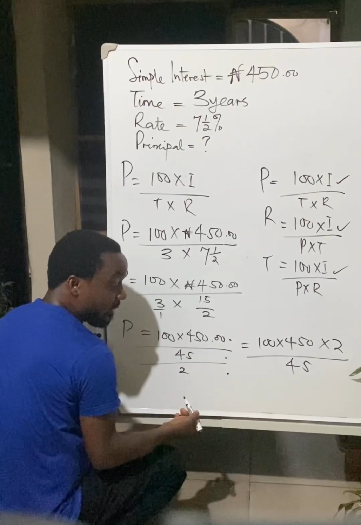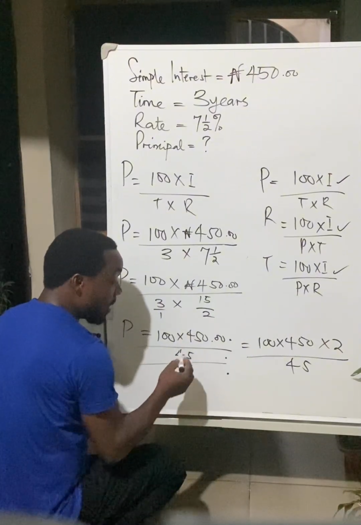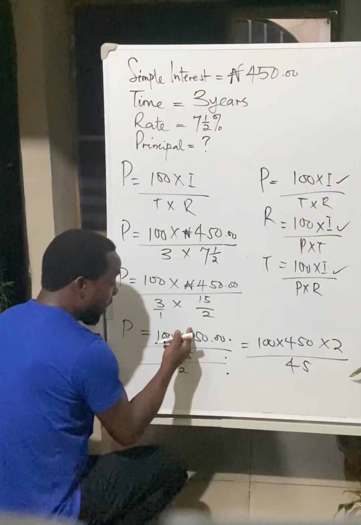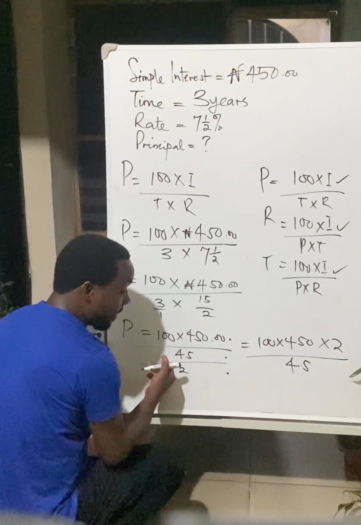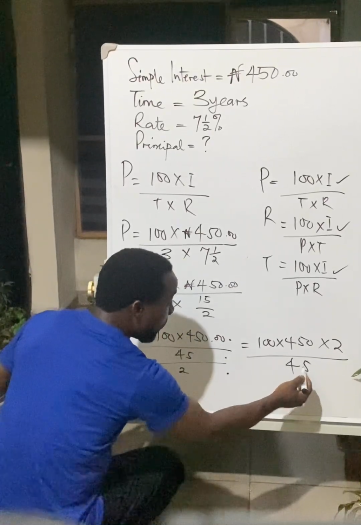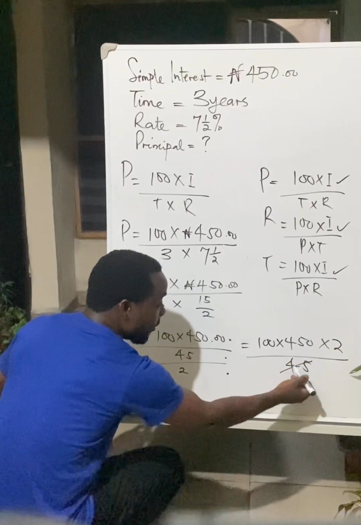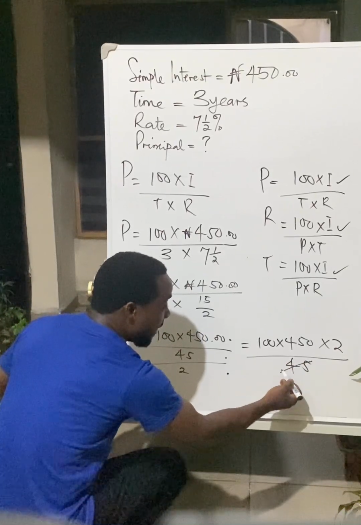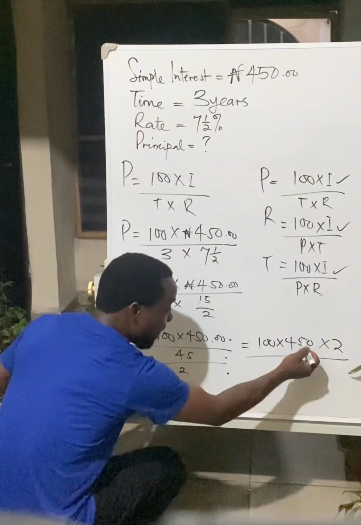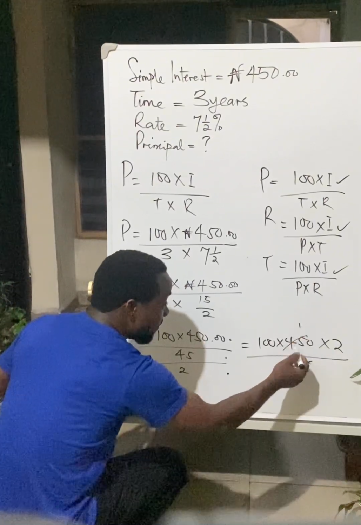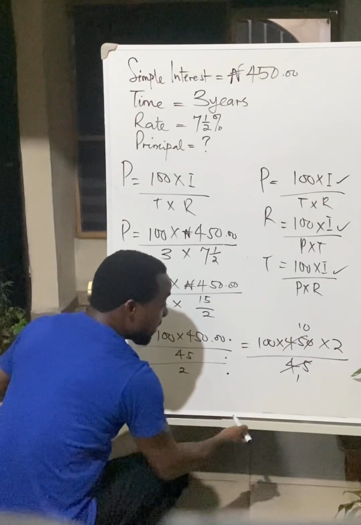Remember our KCF, but in this case, I don't want to use the conventional division method. So this times this divided by this. So we go 45. I see 450 here and I see 45. So I don't want to waste my time simplifying using 5. I can see 45 can divide this 45. So 45 divides 45, 1. 45 divides 450, 10.